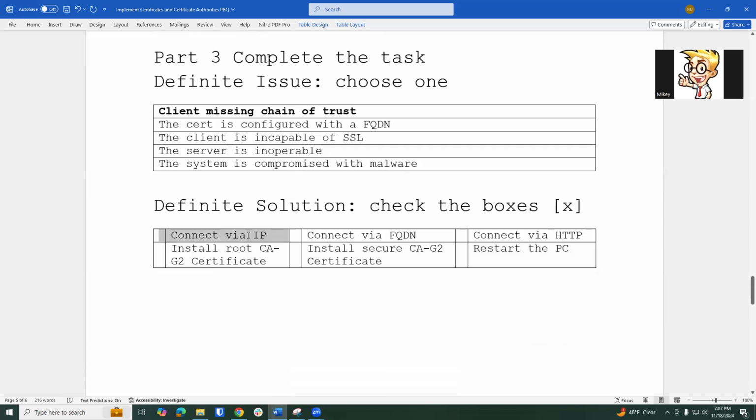Connecting via IP address didn't help. If we just keep doing that over and over, it's not going to change anything. Maybe we can just go to google.com, that'll fix it, but maybe not. No definite answer. No, lessening our security with less security. No, we're definitely not going to use that. Restore PC.